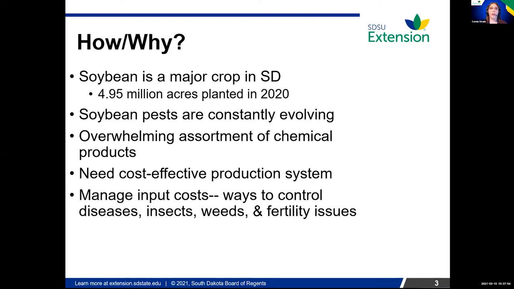One of the things when you're looking at on-farm research, and as we just heard from Adam, is that soybean pests are constantly evolving. We're always looking to scout for those pests, but they keep changing, and we want to stay up to date on that. There's an overwhelming assortment of chemical products. There are a lot of different products out there.